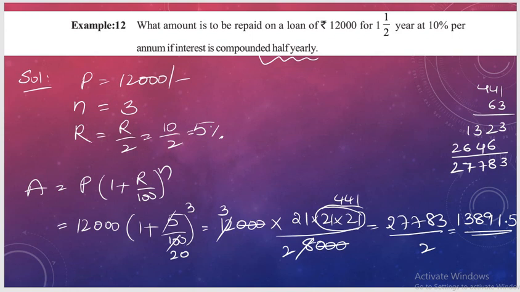So here, since he did not ask about the compound interest, we are not doing that. If you want, you can do it by taking compound interest is equal to amount minus principal. So you know the formula, right? Next, moving on to the next question.